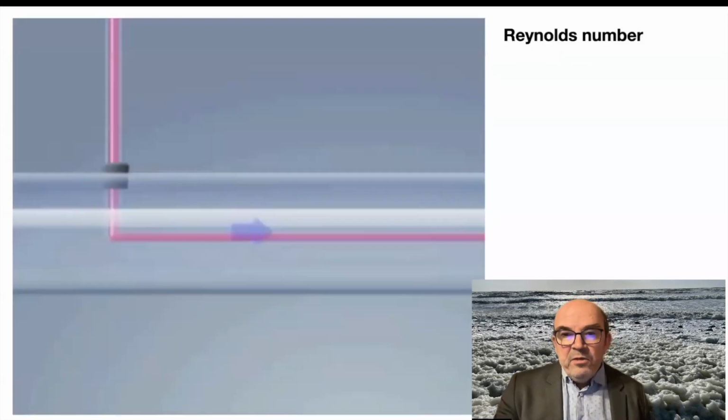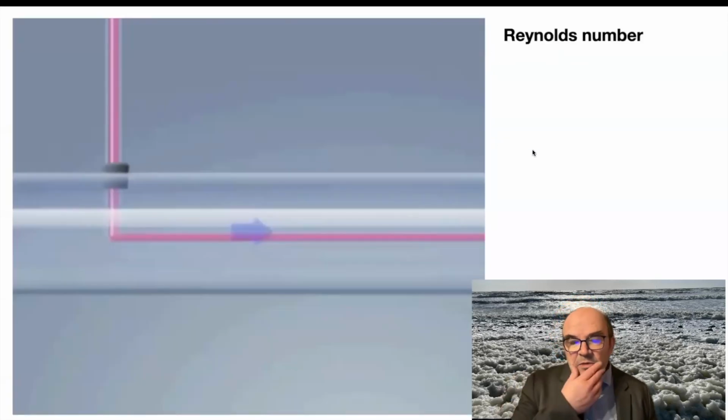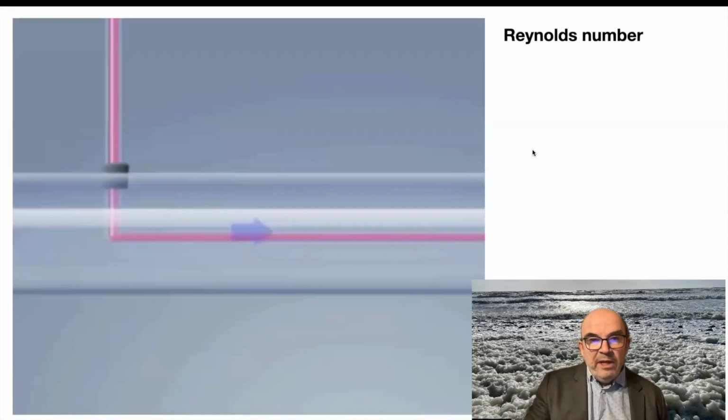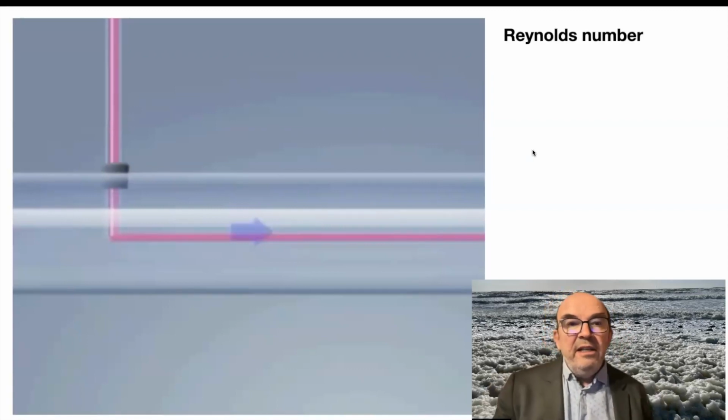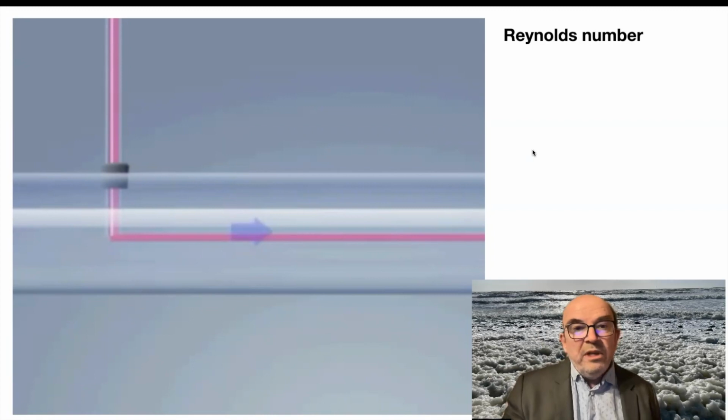So here the idea is that in fact the velocity is going from the left to the right, and when the velocity is not high, you can see that the color part is completely laminar in the system, and then when you increase the velocities, you have a change and instability.